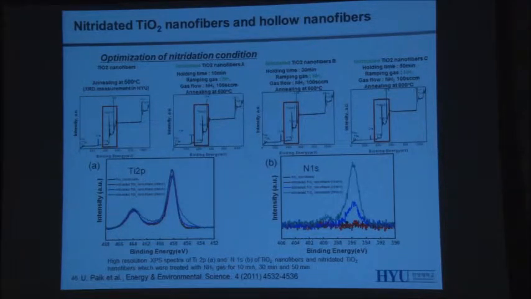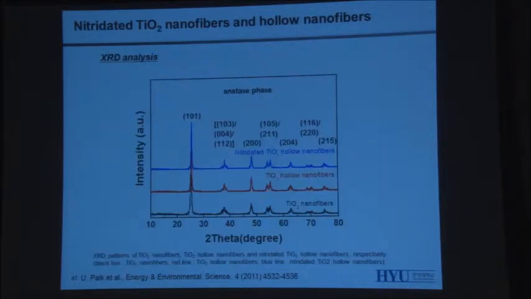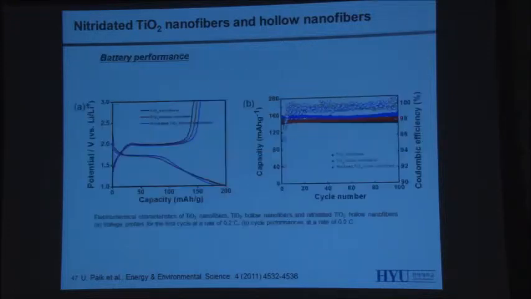XRD and XPS show that as we increase the time of the nitridation, you can see the nitrogen peak increase. So XRD also shows the titanium nanofibers, titanium hollow nanofibers, and the blue peak shows titanium with the nitridation.